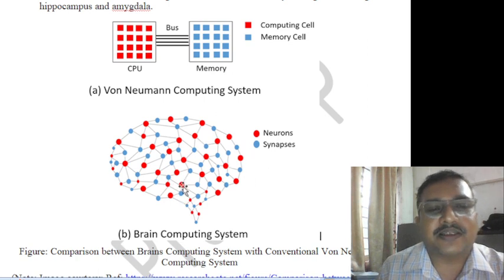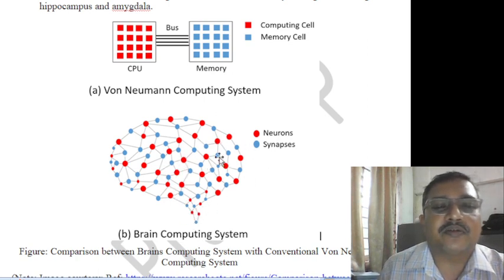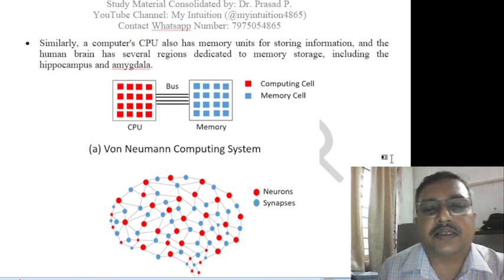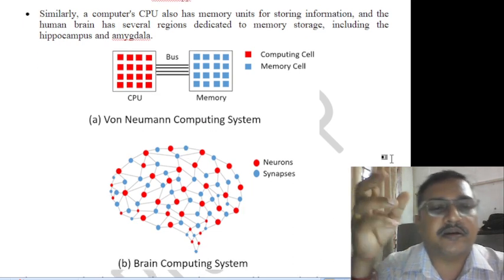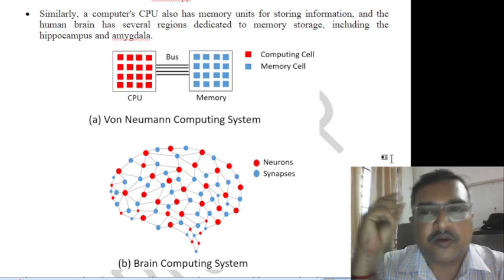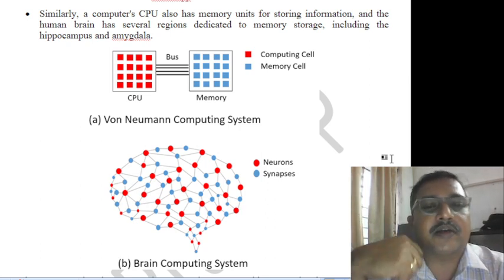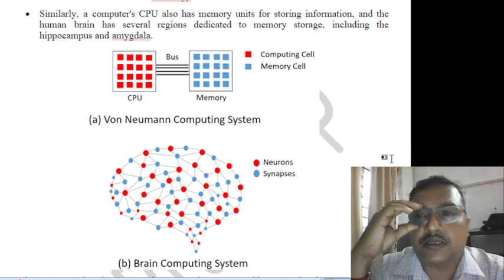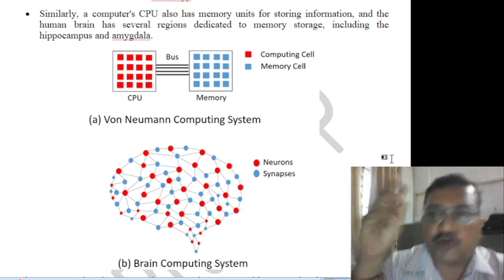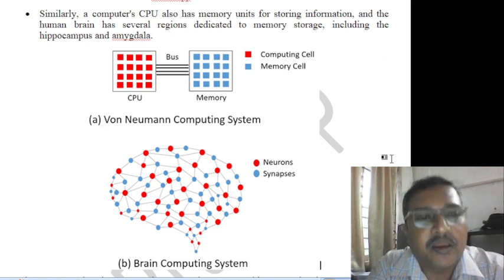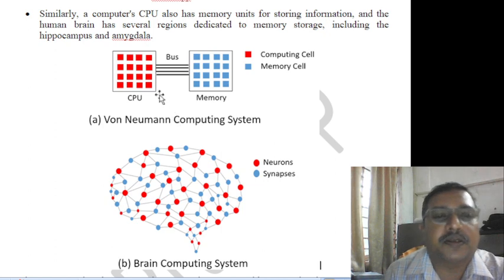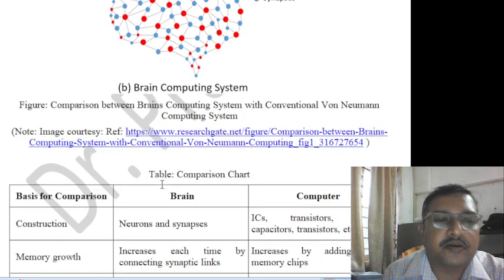So it represents exactly how things are connected in our brain: the CPU, the working centers and the information storage that is expressed there. Neurons are the working centers, and synapses are the storage parts of our body. In a computer, we know that in the von Neumann system, a CPU is there, a bus connection is there, and memory is there.